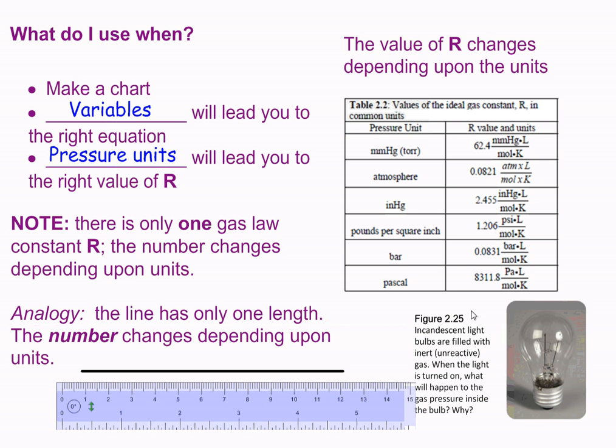In the same way, 62.4 works for millimeters of mercury, 0.0821 works for atmospheres. So let's try some of these.